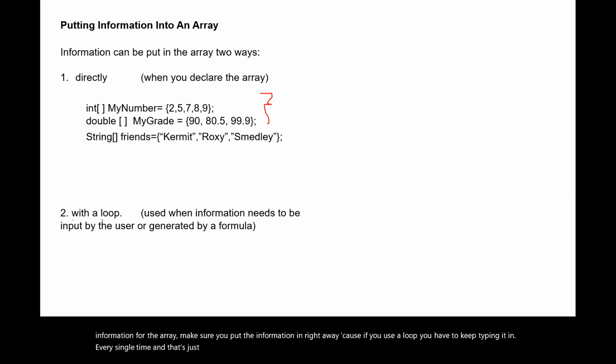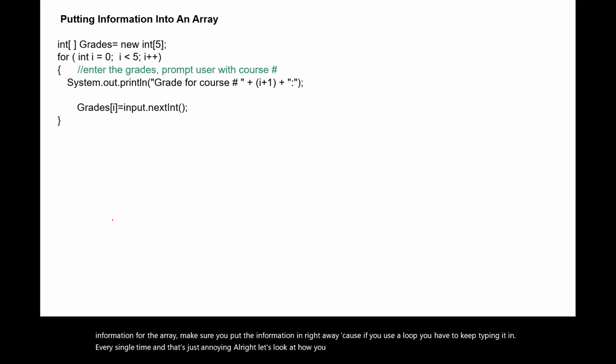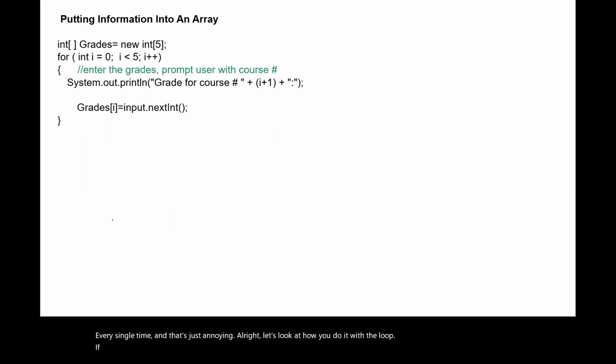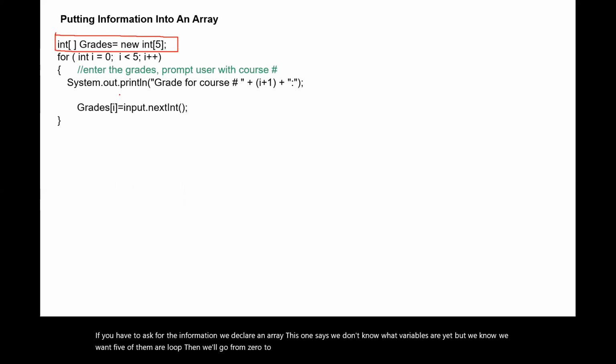All right, let's look at how you do it with a loop. If you have to ask for the information, we declare an array. This one says we don't know what the variables are yet, but we know we want 5 of them. Our loop then will go from 0 to 5. We'll give the user a message so they know what the heck we're waiting for. We're going to say type in the grade for course number I+1. We'll get to that in a minute. And the input goes into the grade.